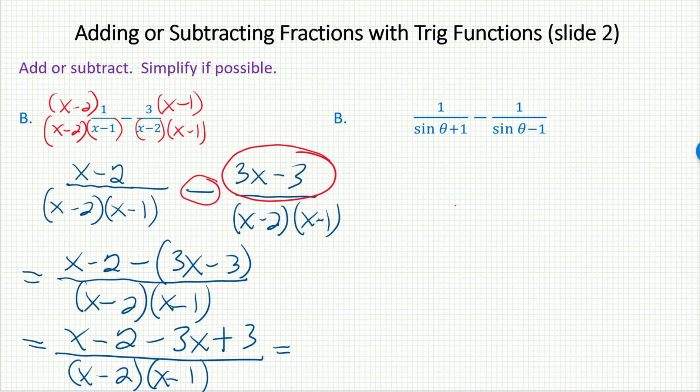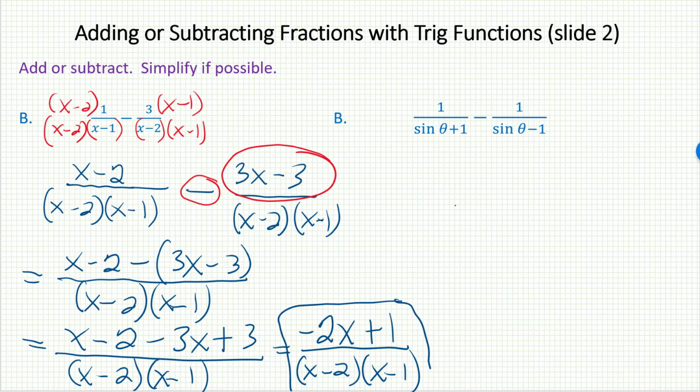When I combine like terms, let's see, x take away 3x is negative 2x. Negative 2 plus 3 is positive 1. My denominator stays the same. Am I finished? Well, negative 2x plus 1 does not factor, which means I can't go any further. Here is the final answer.